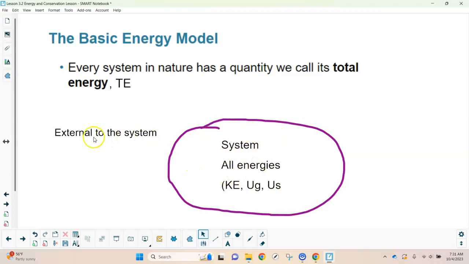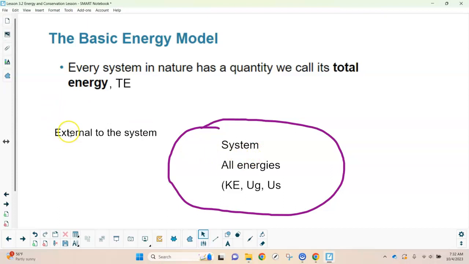And then outside of the system, or external to the system, there are other things, obviously, unless we have a system that includes everything in the universe. Things that are outside of our system can influence our system. They can give energy to our system, and that would increase the energy of our system. Or our system could give energy to the external elements, and that would reduce the energy of our system, but it would increase the energy outside of our system.